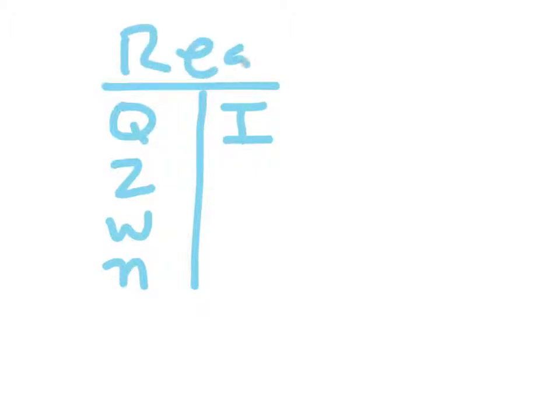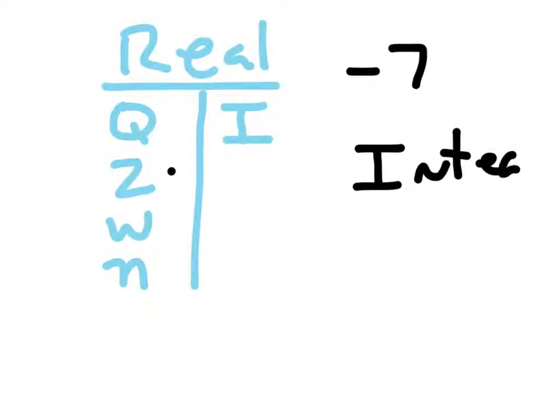Remember, your set of numbers are natural, whole numbers, integers, rational numbers, irrational numbers, and they all belong to the set of real numbers. Therefore, -7 belongs to the set of integers. Alright, so it is an integer.